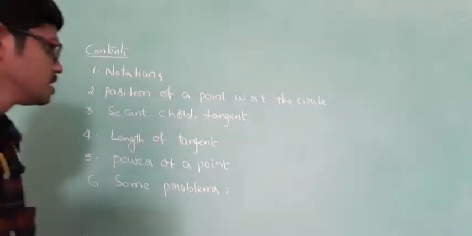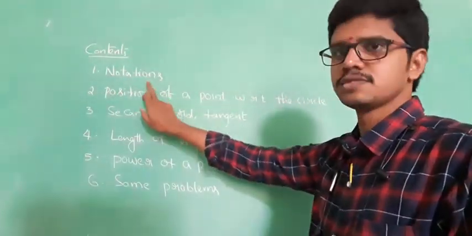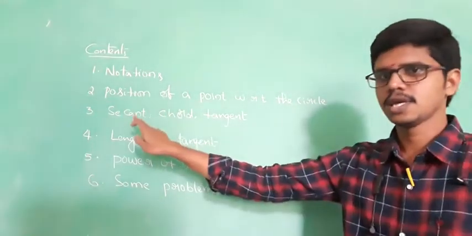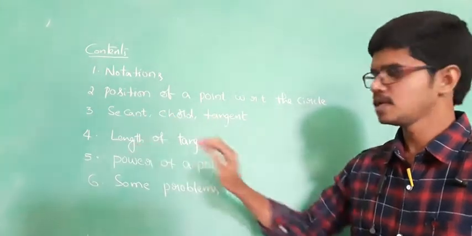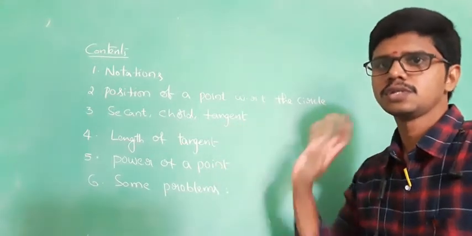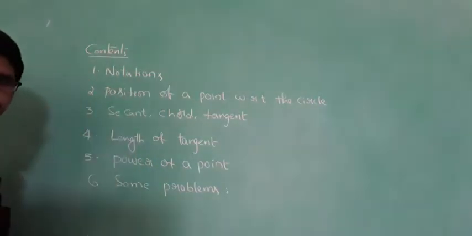Okay students, these are the concepts we are going to discuss today. Notations, position of a point with respect to the circle, definitions of secant, chord, tangent, and length of the tangent, and power of a point, and some problems related to these concepts. Okay, now first of all we are going to discuss what the notations are.